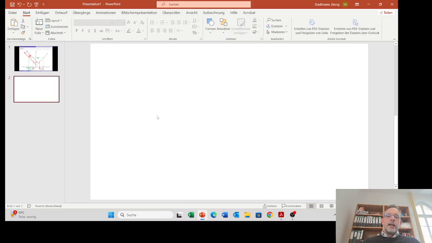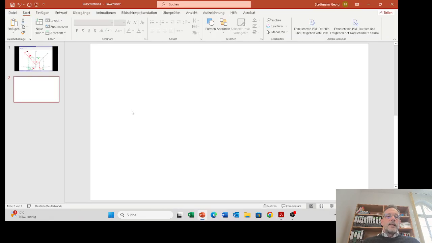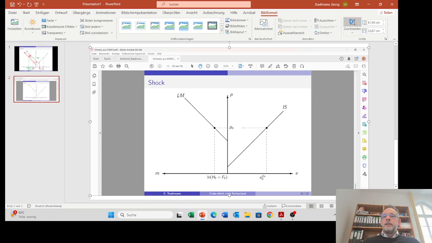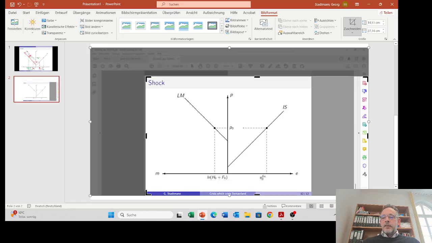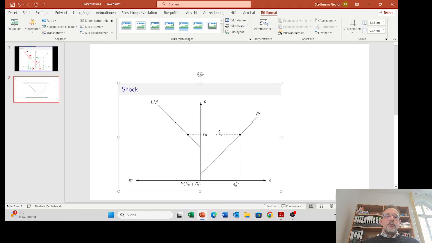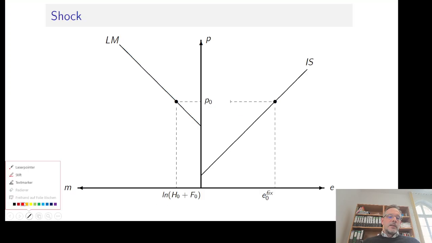Let's have a look and analyze a second shock. A second shock could be that the central bank within Germany doesn't do anything, but that the financial agents just increase their demand for Swiss franc. So it could be the case that we observe the following shock: an increase in the autonomous component of money demand in Switzerland.